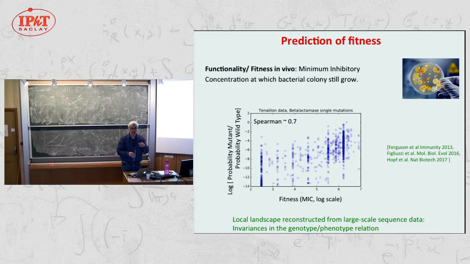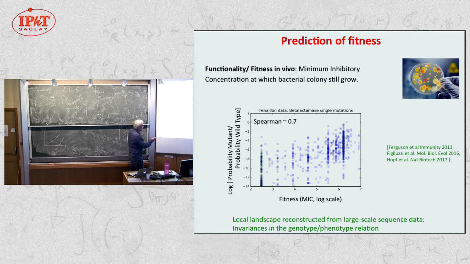That means that if the minimum inhibitory concentration is very high, the protein is very functional because it confers a lot of resistance to the bacterium. If it's low, that means it's a non-functional protein. So this is how the fitness is measured. This is the minimum inhibitory concentration.